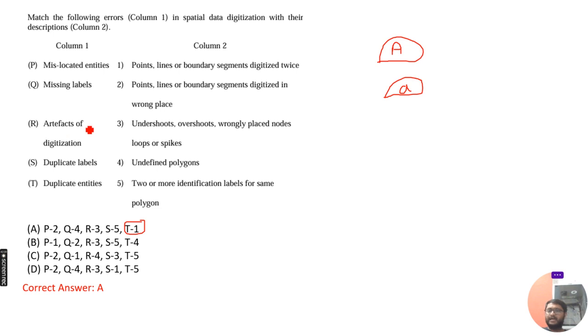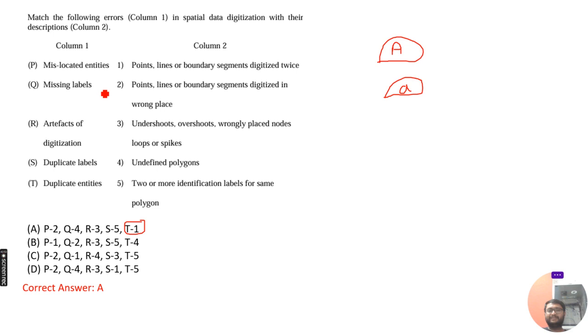Then we have artifacts of digitization. So it's like having an issue with the digitization part, where we are doing undershooting, overshooting, or placing a node in the wrong place. So we have the correct area, but we are either underestimating or overestimating it while doing the digitization. So this will go with this.